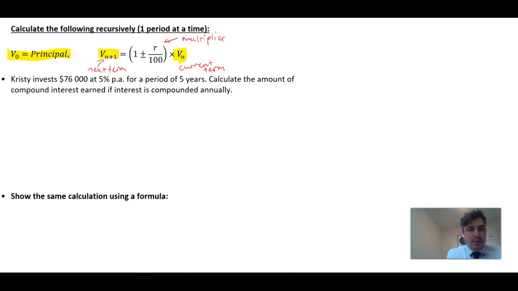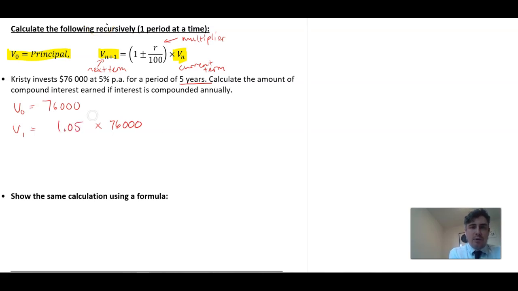So if we think about the sequence recursively, we have to do it one step at a time. Now you'll only be asked to do this 5 times in a row. So we start with our V0 equals 76,000, and it's going to go up 5% each year for 5 years. So to work out V1, we're going to have to get the multiplier, which is 1 plus 5 over 100, and times that by V0, which is 76,000. So that 1 plus 5 over 100 becomes 1.05.